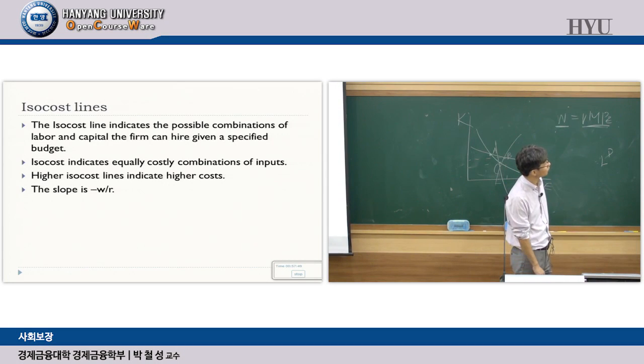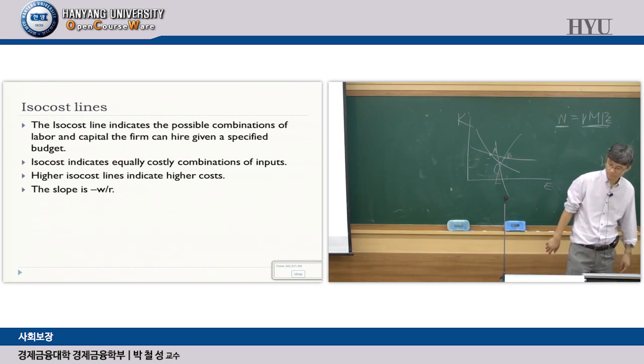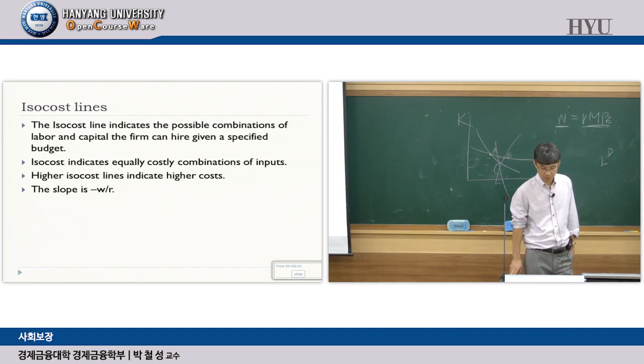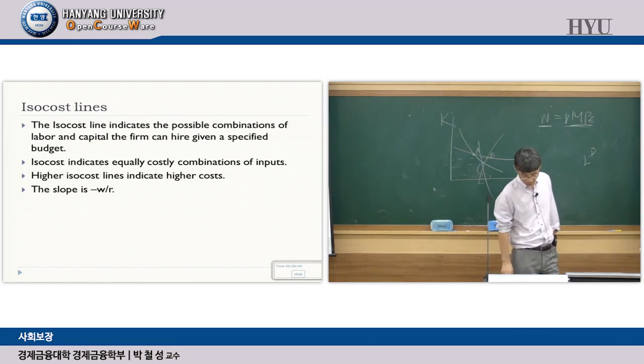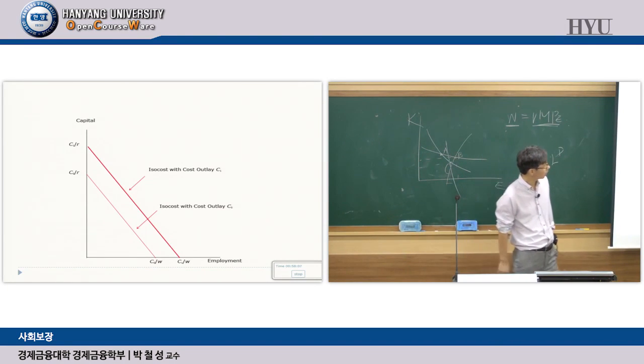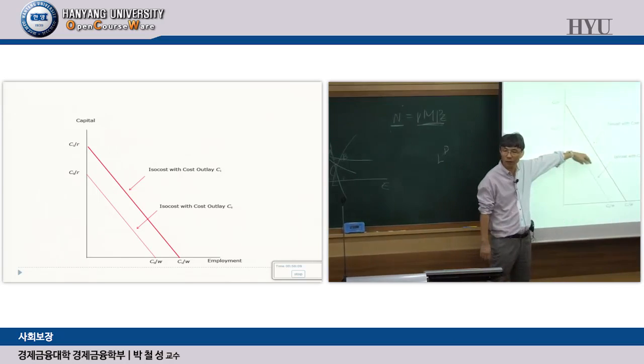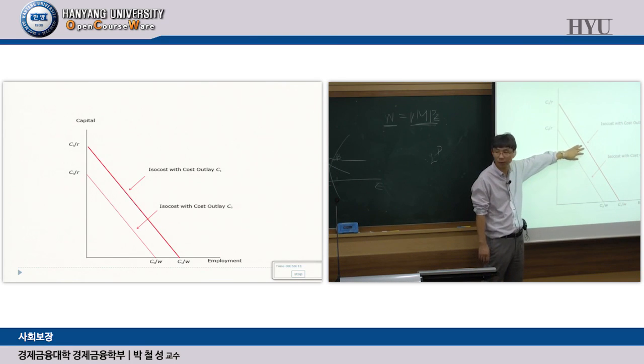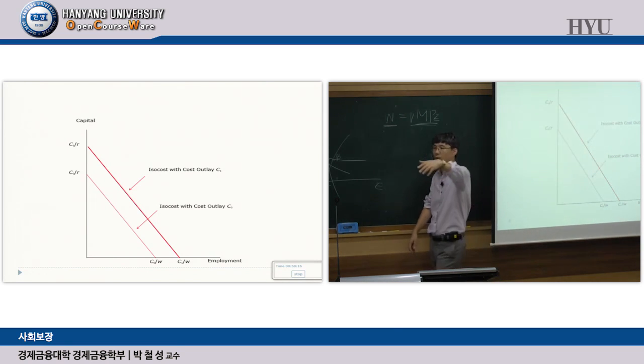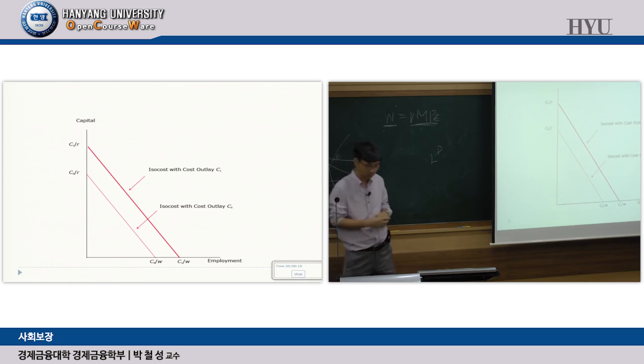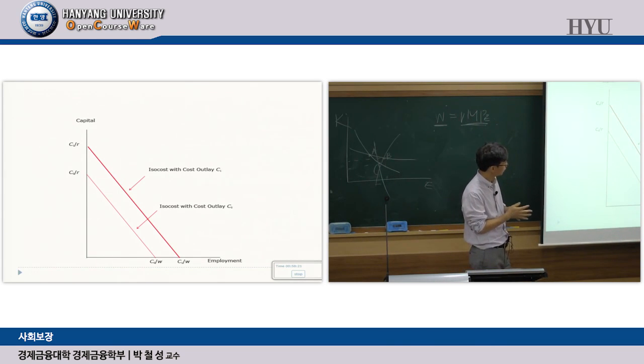The isocost line indicates the possible combinations of labor and capital the firm can hire given a specified budget. Higher cost lines indicate, obviously, that you put in more capital and more labor, so it should cost more. So farther away, higher cost. The last thing is the slope.